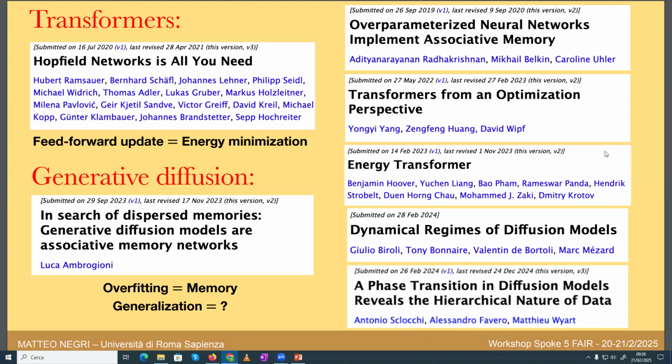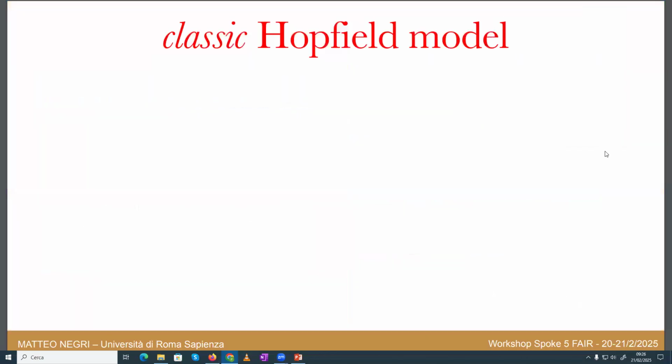of discussion about this. And the idea is, in transformers, maybe the forward update of a layer can be thought of as an energy minimization process. And in generative diffusion, well, you don't want your generative diffusion to be a memory. You want to generate new things. So discussing the limits of memorization in this model can give you a hint on what's happening with generalization.